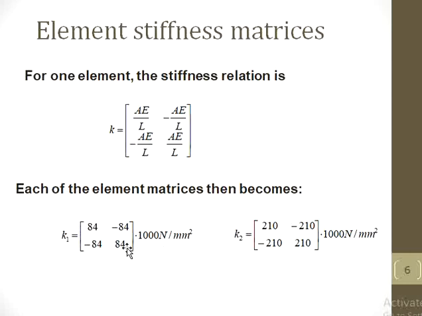So keep in mind, when you take common, suppose you take 1000 common from K1, it is necessary to take 1000 common for K2 also. So we will get the individual stiffness matrix for element 1, K1, and the individual stiffness matrix K2.